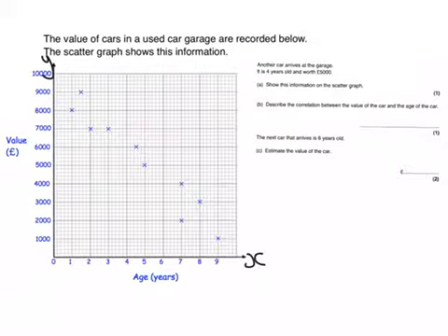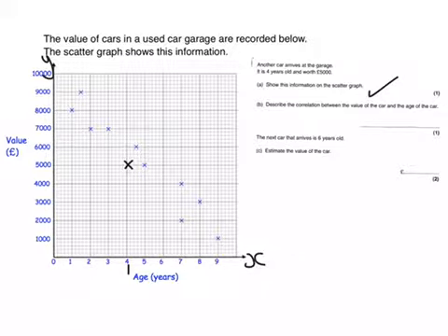And the first thing is you're told that another car arrives at the garage. It is 4 years old and worth £5,000. For 1 mark, show this information on the scatter graph. So this is very simple. It's 4 years old, so I go to 4 years and it's worth £5,000. So from 4 years, I then go up to £5,000, which should be there, and I just put a little point on there. Okay, so we've now done this.